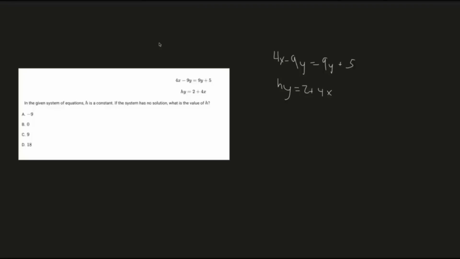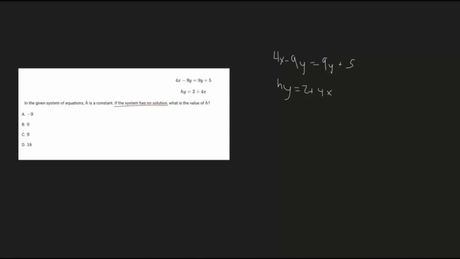In the given system of equations, h is a constant. If the system has no solution, what is the value of h? All right, so if the system has no solution, that means the lines will never intersect. And we can see here we're dealing with linear lines. And so linear lines that never intersect are going to be parallel lines. And we know parallel lines have the same slope and different y-intercept.